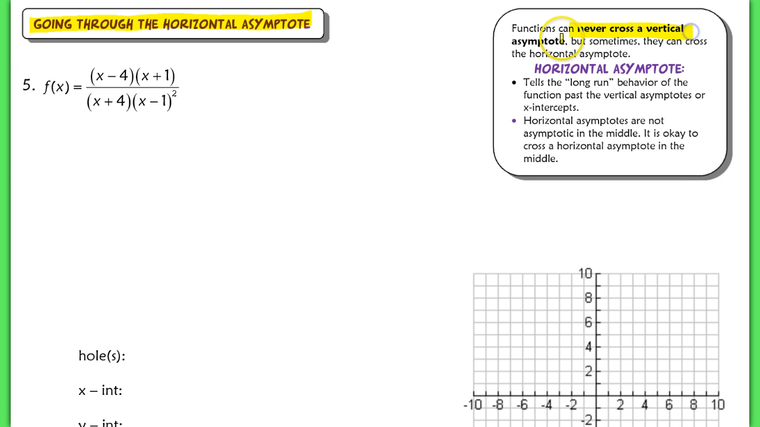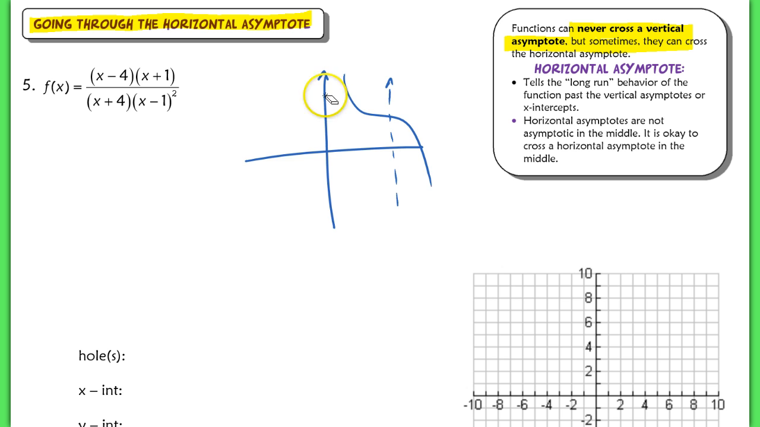All right, if you read this little note here, you can never cross vertical asymptotes, so we should never see a graph of a function like this if we have a vertical asymptote here. You shouldn't draw it like that ever. Okay, that'd be a big no-no.